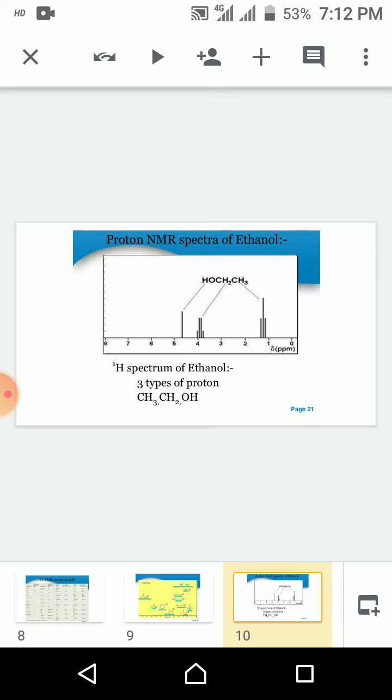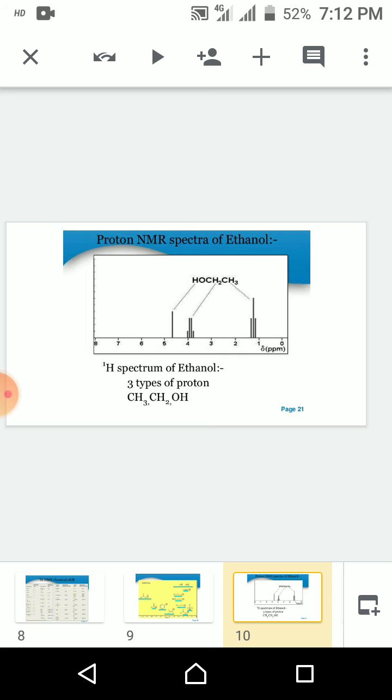One peak is OH, that is a single peak. The peak of CH2 is a quartet because it has 4 neighboring protons on the right-hand side: 3 protons from the methyl and 1 proton from the hydroxyl.